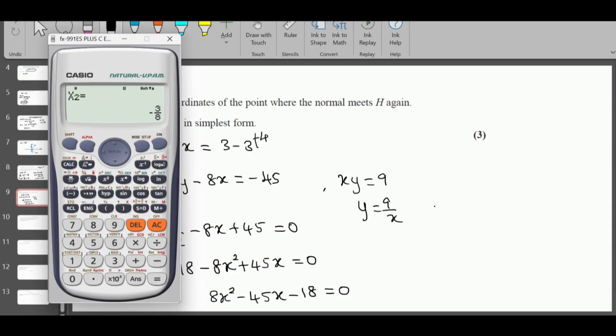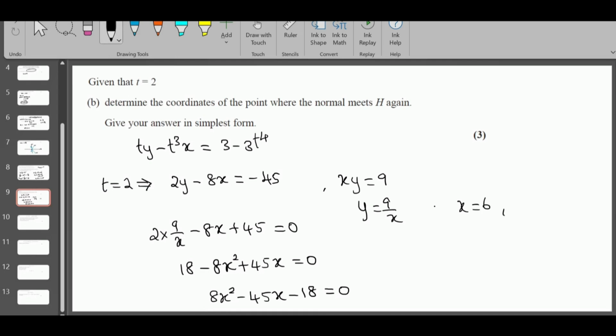6 and minus 3 over 8. X is equal to 6. X is equal to minus 3 over 8. So you need to write this step, otherwise you will lose the marks. 8x plus 3 is equal to 0. Okay, there are two values of x. Which one are you going to take?